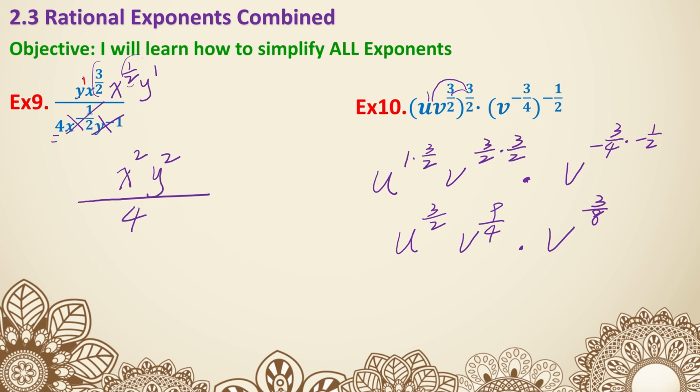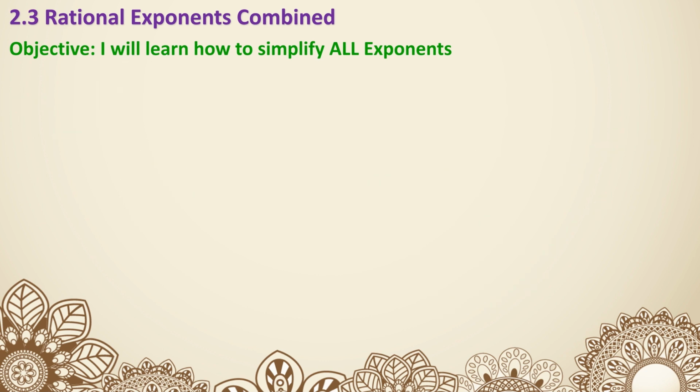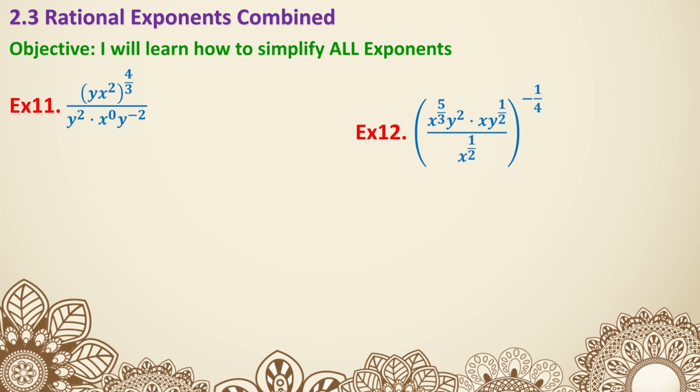Okay, we're going to put everything together because they're both base v, so we can add the exponents. The u part is not affected. The v to the 9/4 plus 3/8 together is 21/8. That is example 10. Moving on, example 11 and 12.